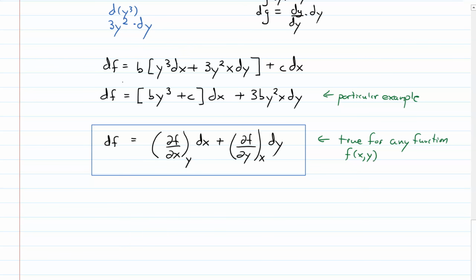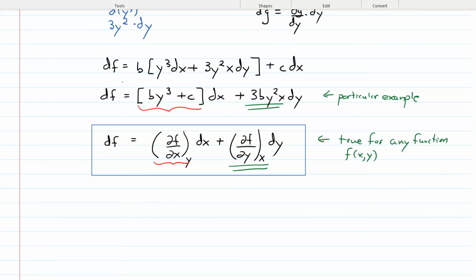Anytime you see an equation which looks like the one in the blue box, you can read off what the partial derivatives are. So for example, the thing in front of dx is the partial derivative of f with respect to x. And the thing in front of the dy here must be the partial derivative of f with respect to y. So once I've written down this equation here, I already know the partial derivatives. I can just read them off.